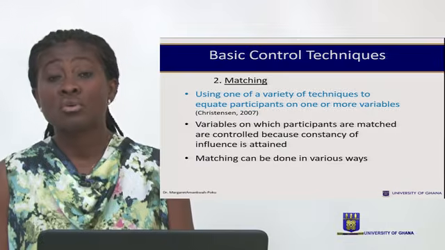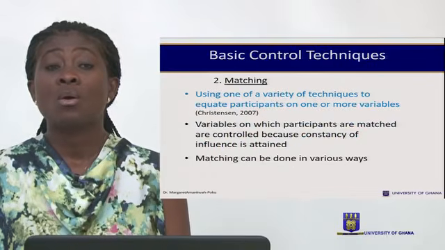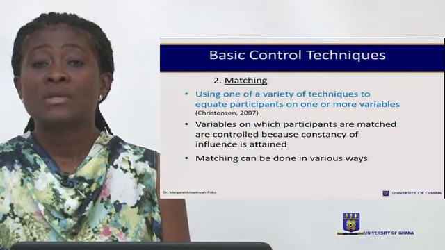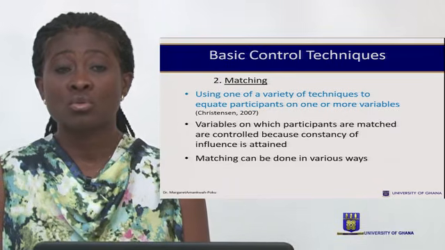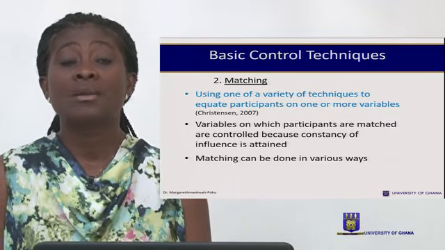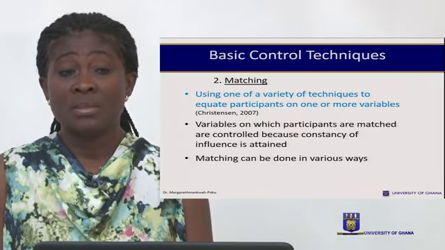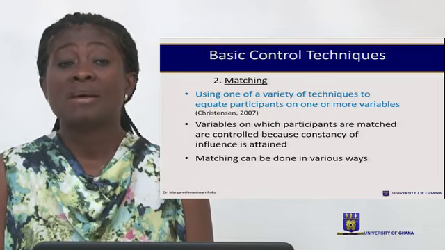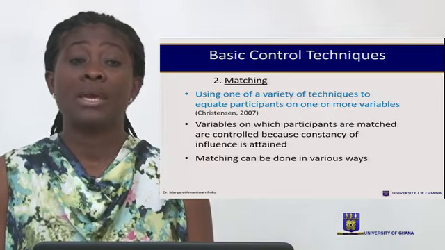The second basic control is matching. This is using one of a variety of techniques to equate participants on one or more variables. Variables which participants are matched on are controlled in order to maintain or achieve consistency. So matching can be done in various ways. Now let me give you an example in order to understand this better. So if age can be an extraneous variable in our study, then we will match participants on age.